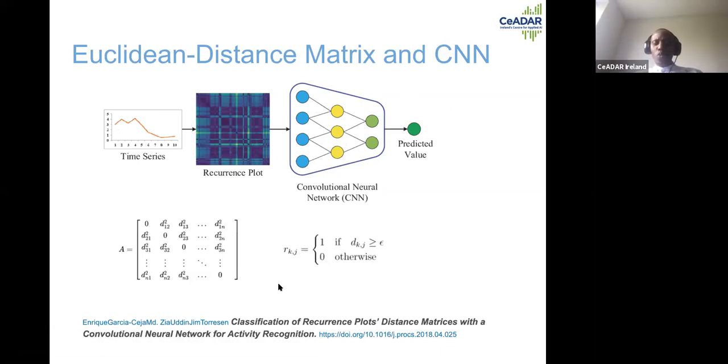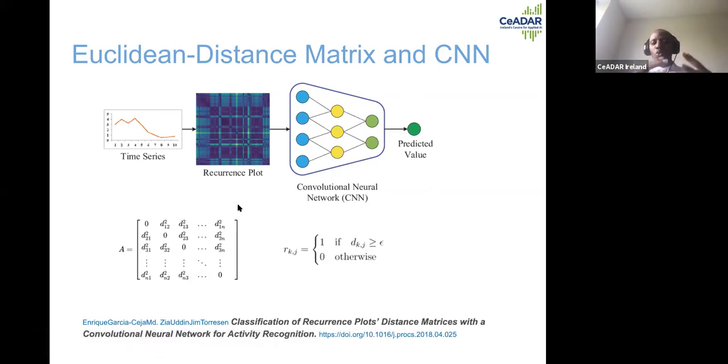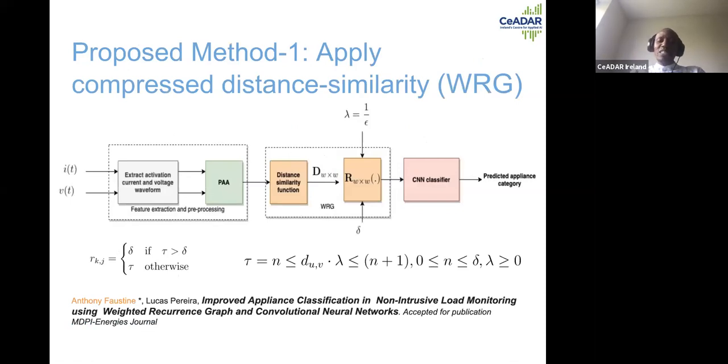Of course, this is one of the approaches being used, for example, in this paper where they use this approach. You just compress the distance matrix into a recurrence plot using a thresholding approach, and they apply this for activity recognition. But of course, this has one challenge, because now you are compressing this distance matrix into 0 and 1, and somehow you might lead to loss of information, which might reduce the performance of your approach.